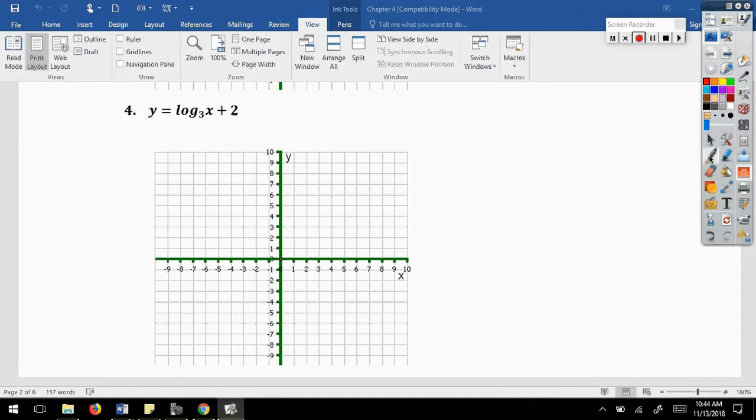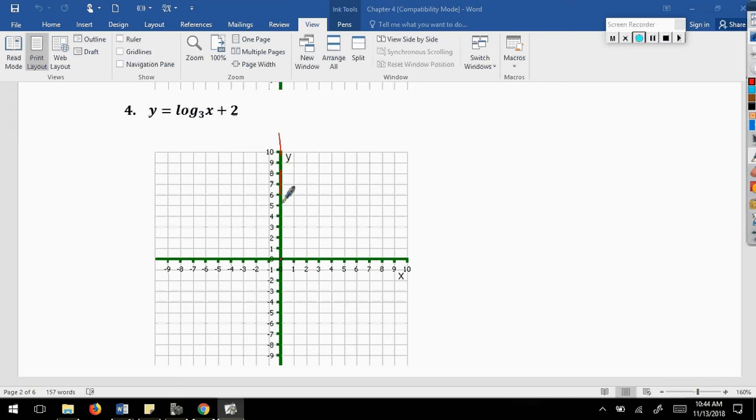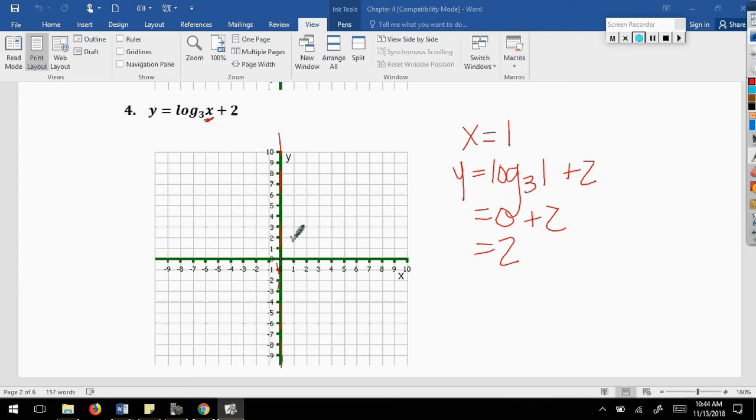Finally, I have my log graph. Remember, this is where everything is inverted. So I don't have an h here, which means it's going to be 0. It's going to be a vertical asymptote. Now I need to pick two points that are going to be easy to work with here. The first one, if I let this be 1, I know that log base 3 of 1 is 0. Then add 2, I get 2, so I get the point 1, 2.